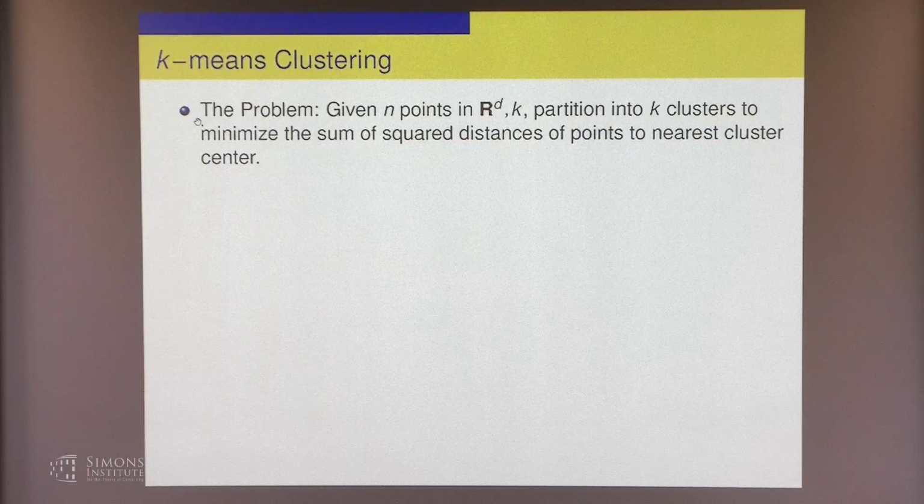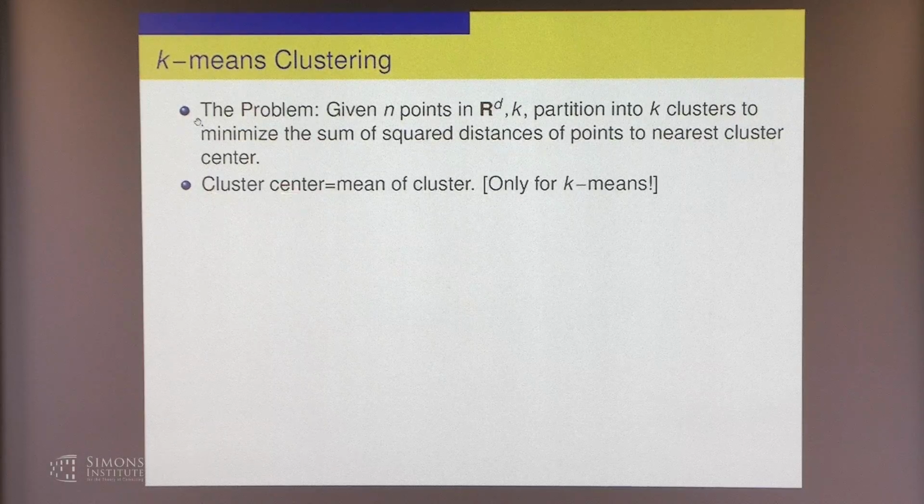Okay, I'm going to show you an example where it automatically applies and an example where it doesn't. So we'll see the reasons for that. We are given n points in R^d. We want to partition them into k parts so that we minimize the sum of squared distances of the points to the nearest cluster center. This is the k-means clustering problem. We're all familiar with that. The cluster center is the mean of the cluster.